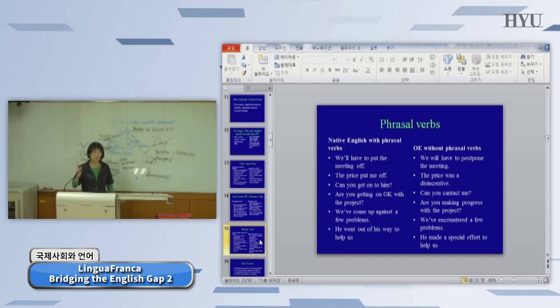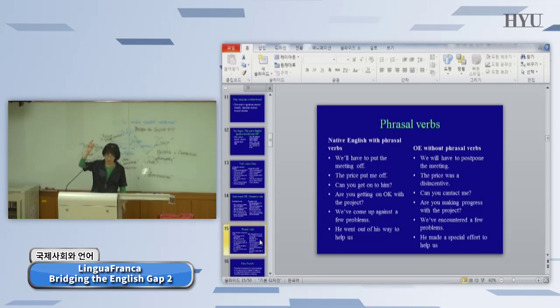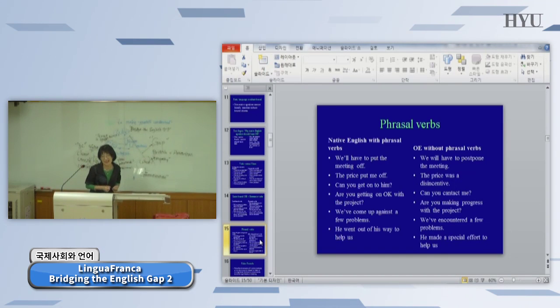And also the phrasal verb. As you know, a phrasal verb is two words that make one meaning, and this is something very difficult for non-native speakers to understand. For example, these are expressions using phrasal verbs, and non-native English speakers often struggle to understand what they mean.